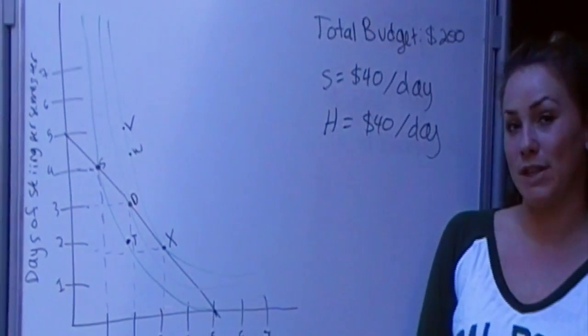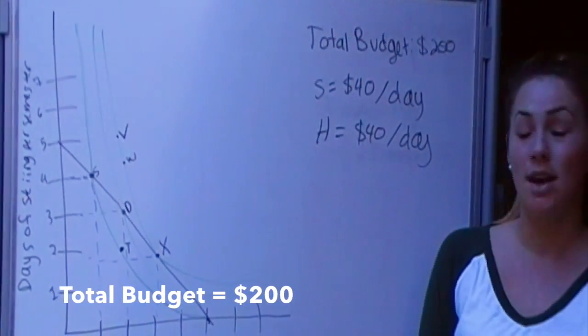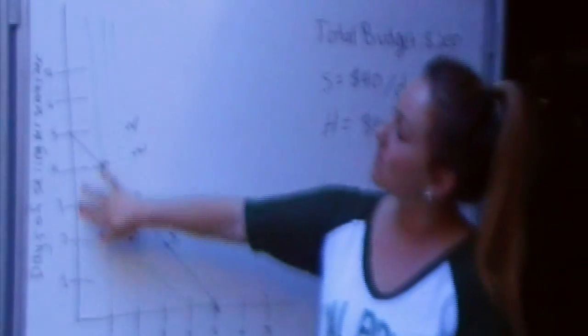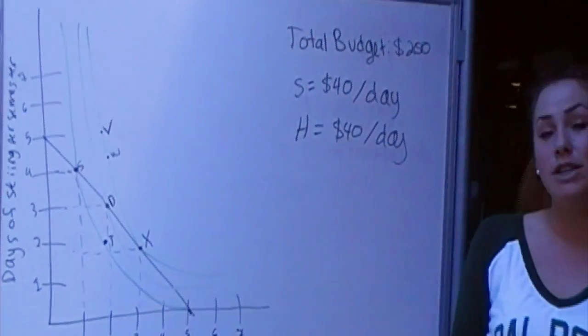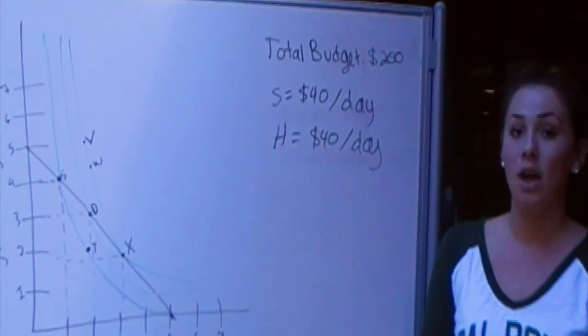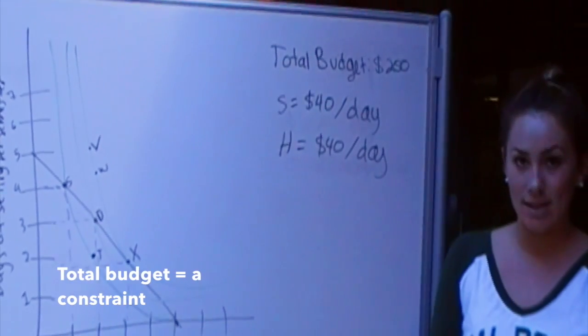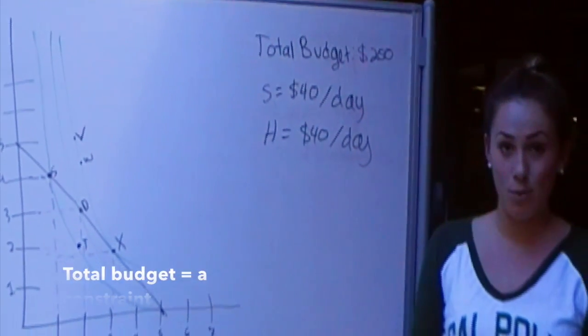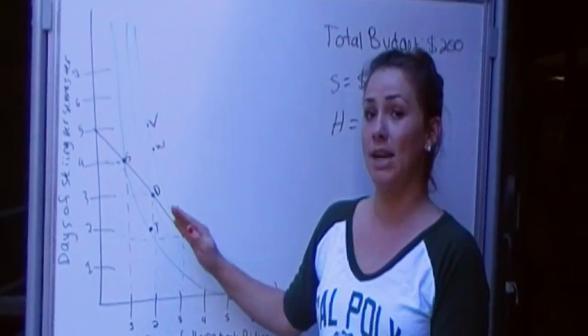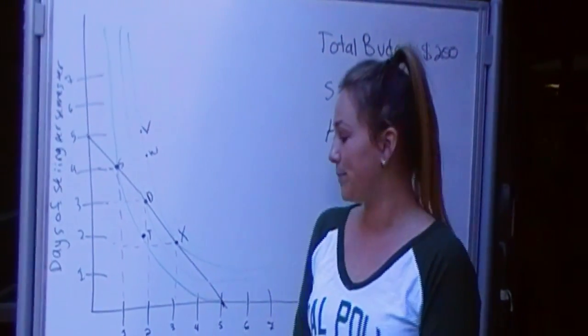Our total budget for this problem is $200. What we're doing is days of horseback riding per semester and days of skiing per semester. For each option, skiing or horseback riding, it's going to be $40 a day. So our total budget is a constraint. That means we can't have any more or any less. For every combination that will take place on the budget line, the total will be $200.